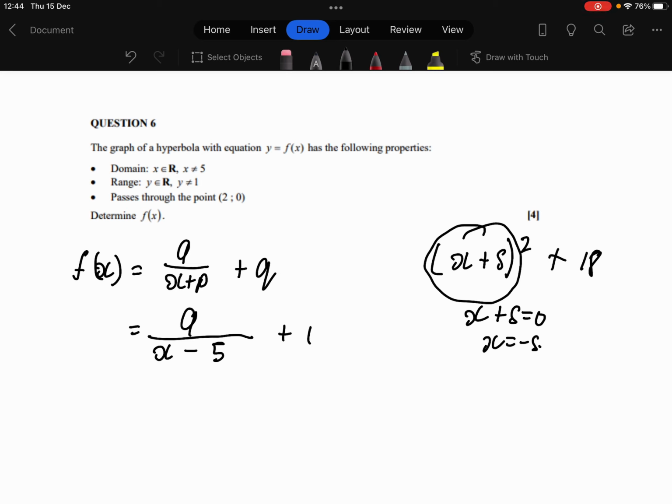How can we find the value of a? We have a coordinate. We can just substitute those values in, and a will be the only missing variable in the equation, and we can solve thereafter. Okay, so 0 is the y, a will stay a, x becomes 2 minus 5 plus 1, and a will become 3.